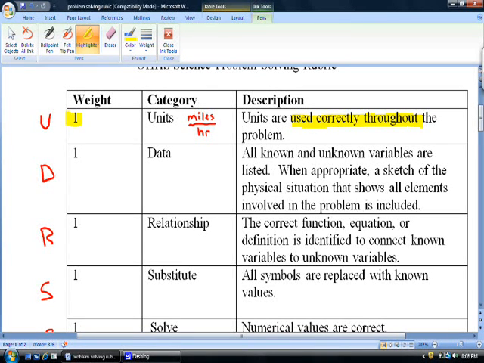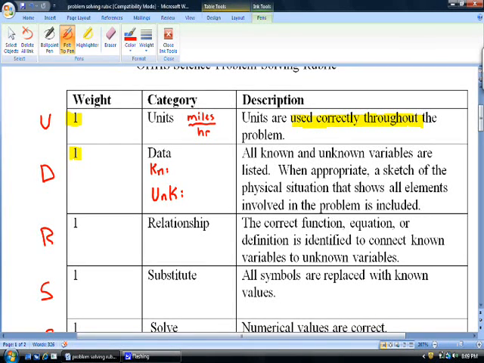The second point is for data. And data includes everything you know and everything you are looking for to solve the problem. Known and unknown variables. In fact, often we abbreviate known, things we know, at the beginning of the problem. We also are very careful to identify the thing we're looking for at the end.